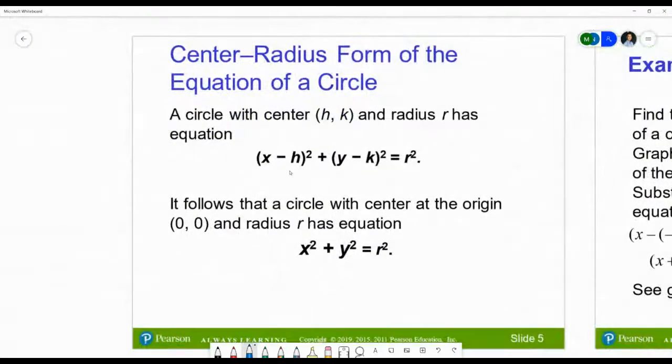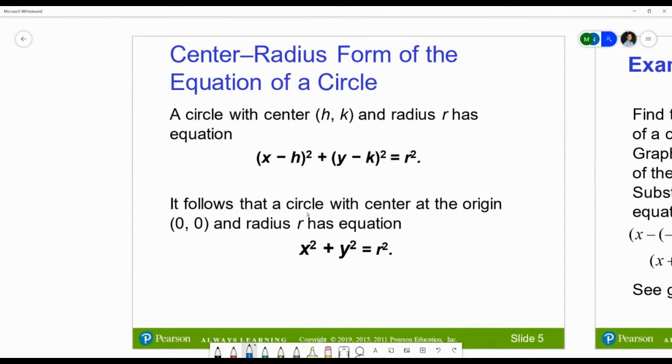So here we see the general equation for a circle with center at hk. X minus h squared plus y minus k squared equals r squared. This is nothing more than just the Pythagorean theorem. X squared plus y squared equals r squared, where the center is at the origin.